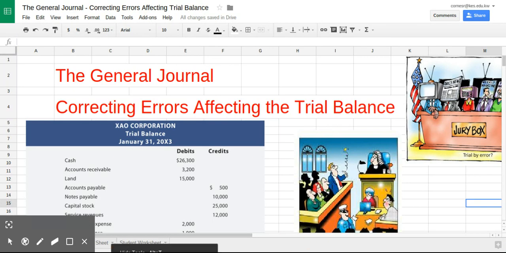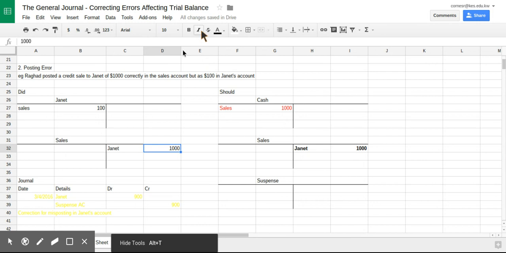So if we look here, we've got 3 examples we're going to look at. The first, just a typical posting error. In this example, Ragad posted a credit sale to Janet of $1,000 correctly in the sales account. So in the sales account, you can see the credit entry has been correctly made for $1,000. But in Janet's account, she's posted $100, and it should have been $1,000. So we've got to look at how we're actually going to go about correcting this.